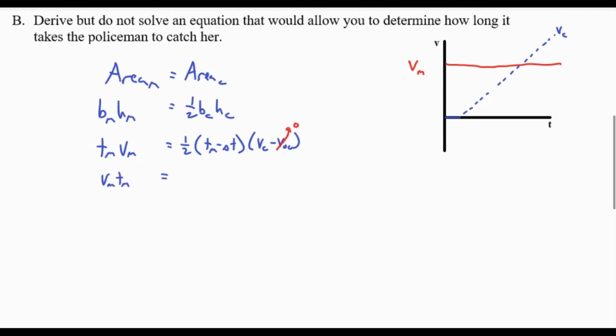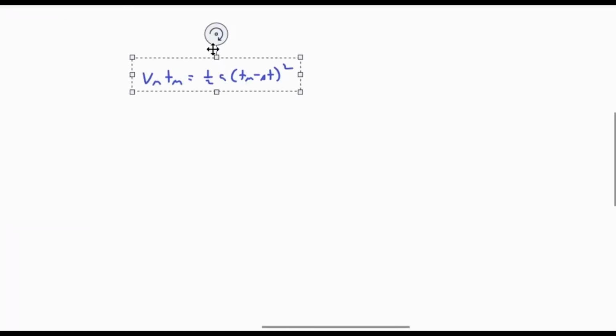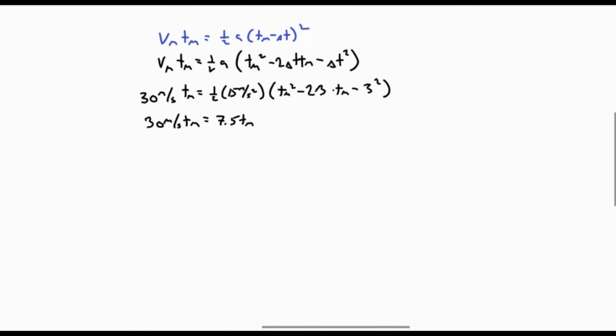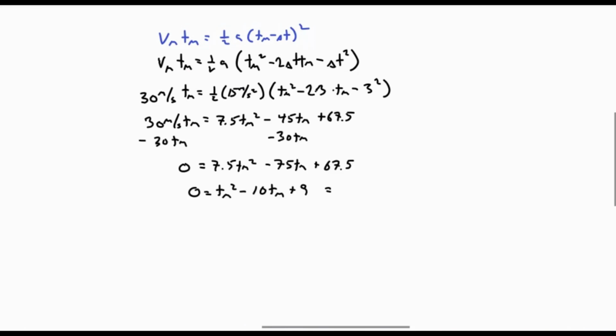The cop's velocity is his acceleration times his travel time, which we can combine to get the exact same equation we got using the kinematics equations. Two different ways to get the same answer. Now that we have this equation, it ceases to be a physics problem and has become an algebra problem. We can square the binomial, plug in our numbers, rearrange and factor to get time of 1 second and 9 seconds.